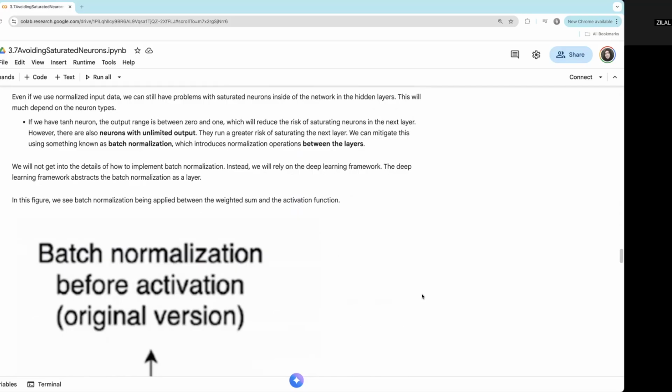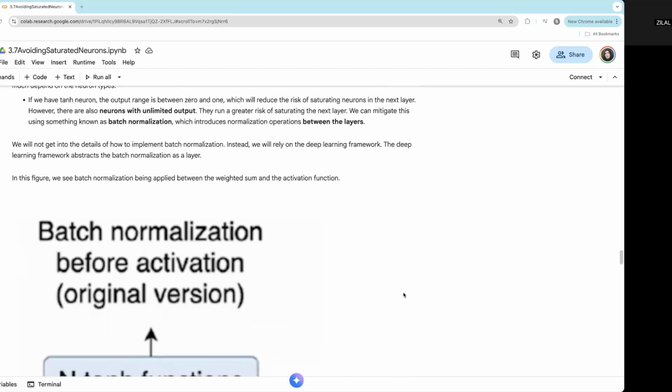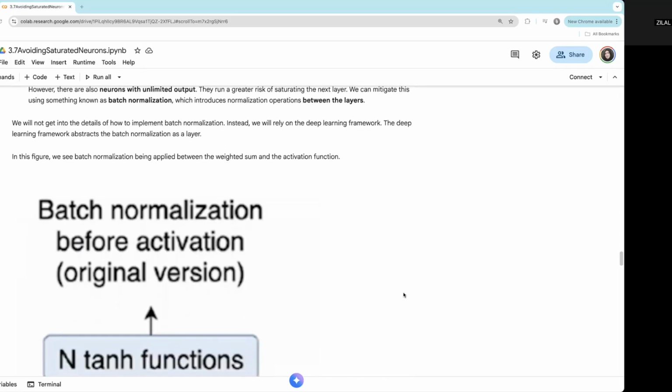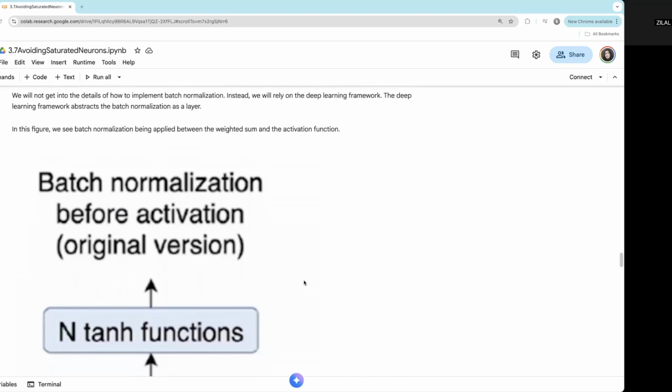However, there are also neurons with unlimited output. They run a greater risk of saturating the next layer. We can mitigate this using something known as batch normalization, which introduces normalization operations between the layers. We will not get into the details of how to implement batch normalization. Instead, we will rely on the deep learning framework.